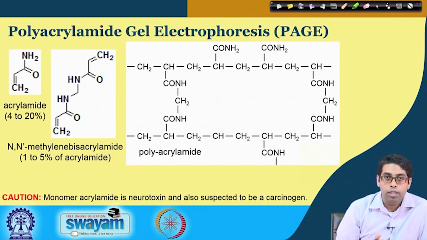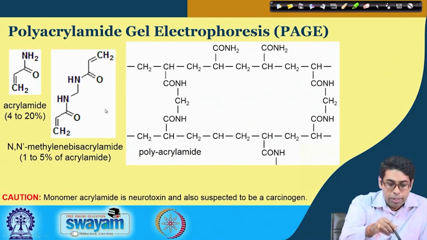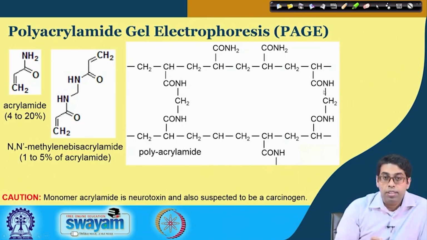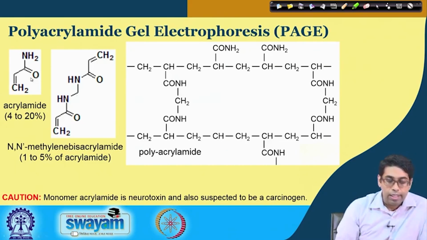But this linear chain of a polymer will not give us a three-dimensional network. To get a three-dimensional network, what we need is this bis-acrylamide. Bis-acrylamide can connect two such linear chains and provide a three-dimensional network of polymer. So, if a student forgets to add bis-acrylamide and polymerizes only acrylamide, then what you will get is a highly viscous liquid, but not a solid gel.